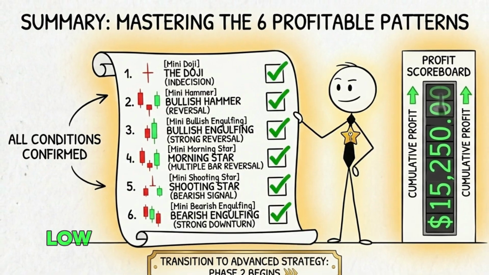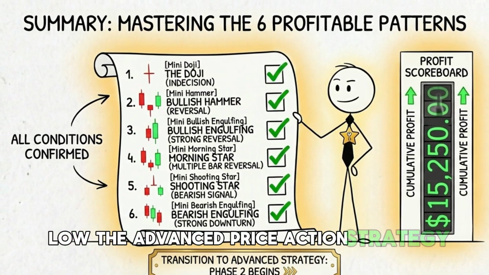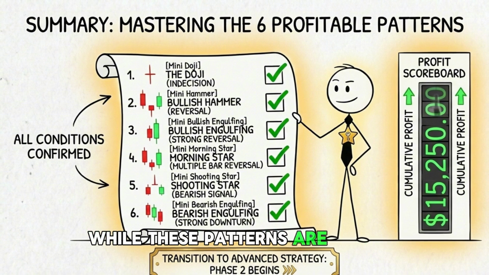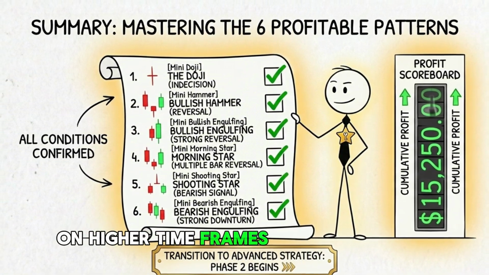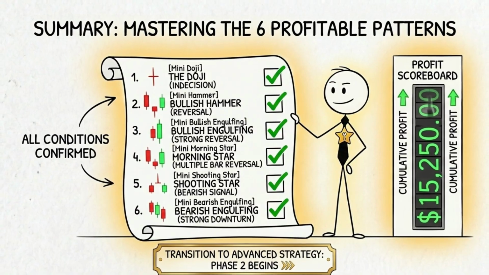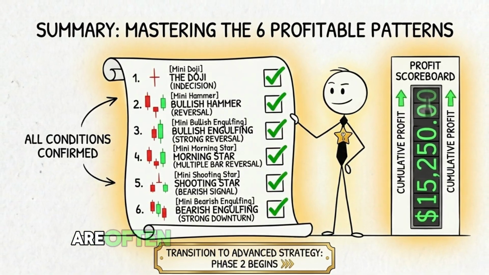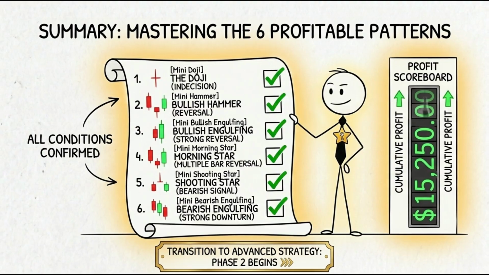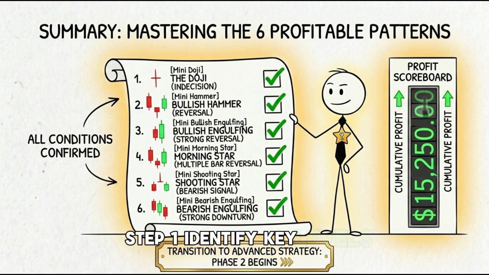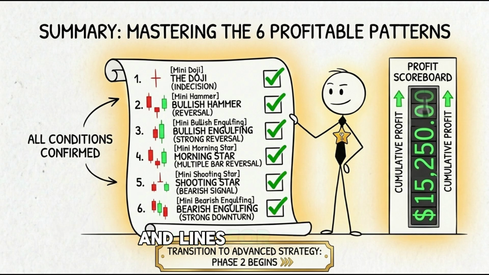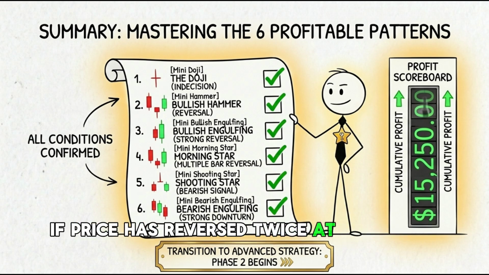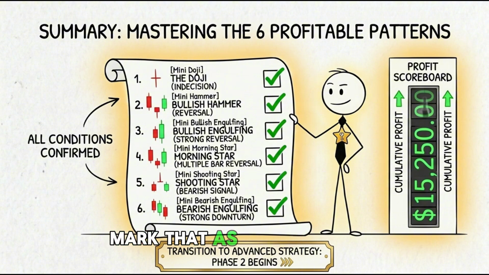The advanced price action strategy. While these patterns are strong, they are most effective when combined with key levels on higher time frames, 1 hour or higher. Patterns on lower time frames are often less reliable due to noise. Step 1. Identify key levels. Look for support and resistance zones or trend lines. For example, if price has reversed twice at a specific level, mark that as support.